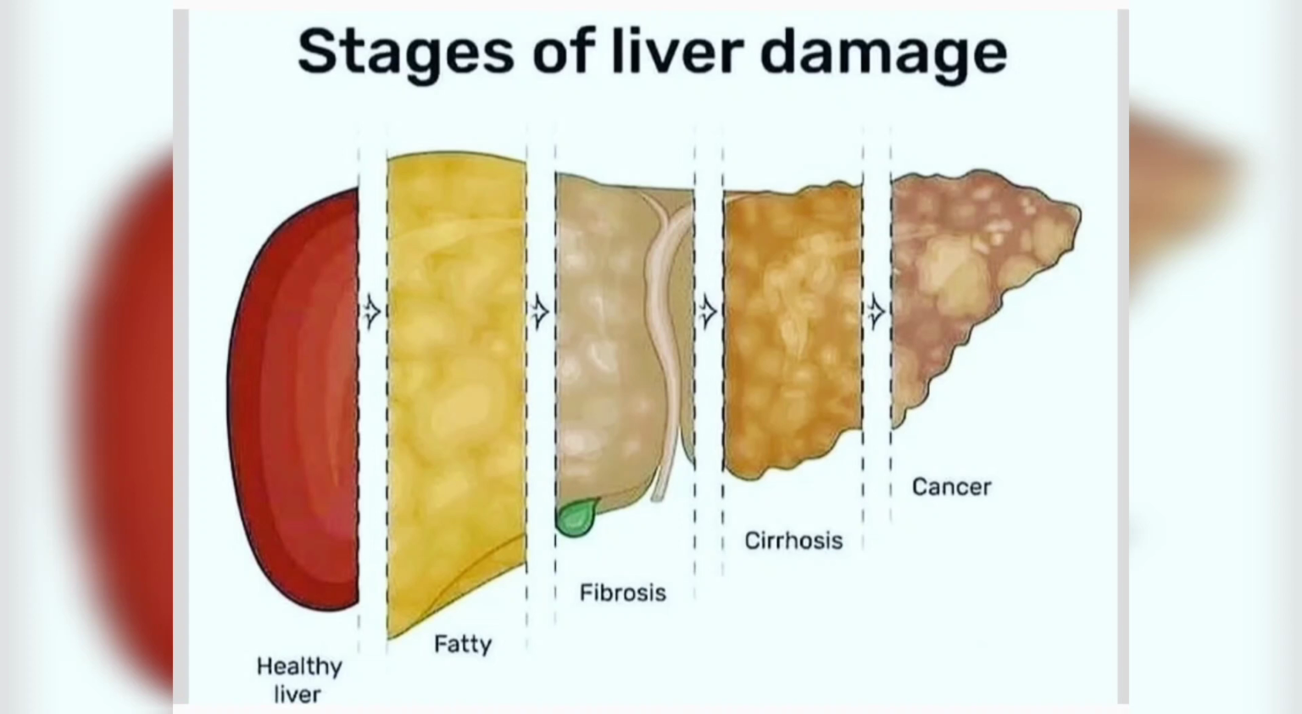Malignant cancer spreads from one part to another, and benign does not spread from one part to another. So malignant type of cancer is the most severe one. So today we discuss about the 5 important stages of liver damage.